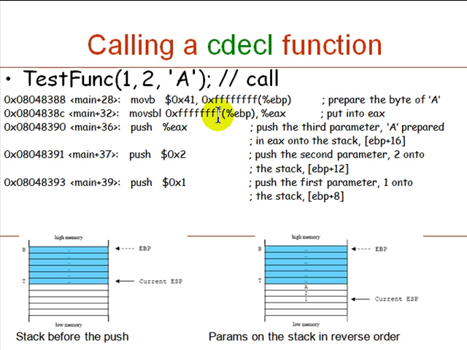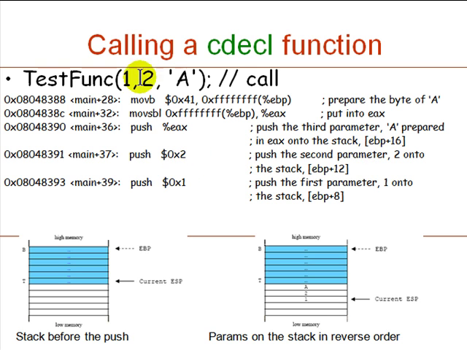And then you put EBP. This is A. You move A into EBP plus FFF. EBP is the base pointer, the frame pointer, and this is the top of the stack. You're putting 41, which is the character A. Then you're moving it into EAX, so it moves a single byte to EAX, the A. Then push EAX, the third parameter, onto the stack, which is EBP plus 16.